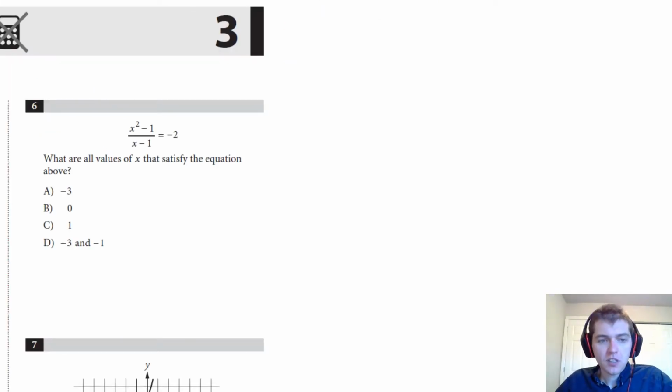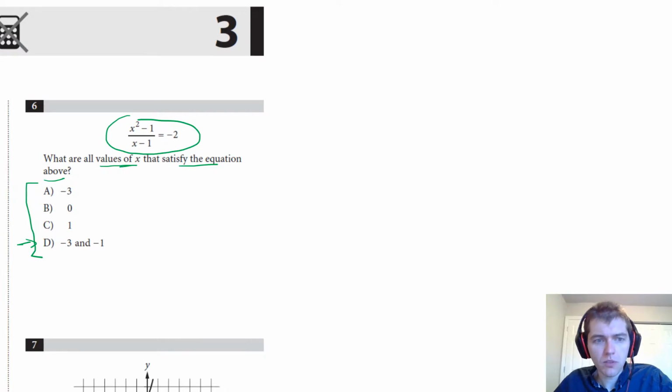Problem number 6, they're asking what are all the values of x that satisfy the equation above. So basically solve for x in this expression, and they give you 4 choices here. So I'll start with how I would probably solve this problem, then go into the way they want you to solve the problem. So they only give you these choices here. All the numbers are small. It's pretty easy to just plug these in and see what works.